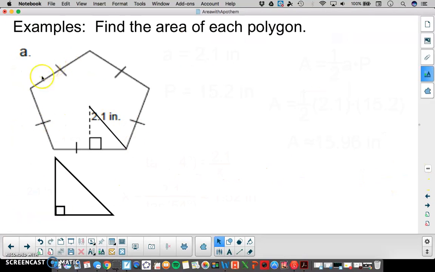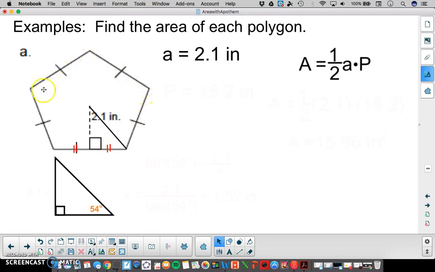So as we take a look at this pentagon here, we want to find the area of it. We're given the apothem, that's 2.1, and we need to find the perimeter to be able to use that formula, 1/2 apothem times perimeter. So what we're going to have to do here is use this little right triangle to be able to solve for this piece here. Remember that the apothem in every regular polygon is a bisector of the side. So if we find this base of this little right triangle, then we can find the side length and therefore the perimeter. So in this little right triangle we have a 54 degree angle.